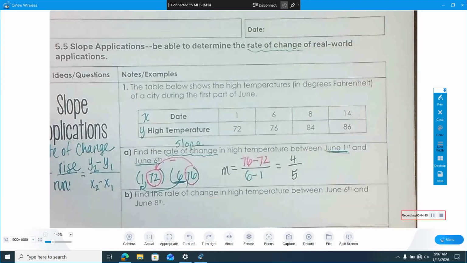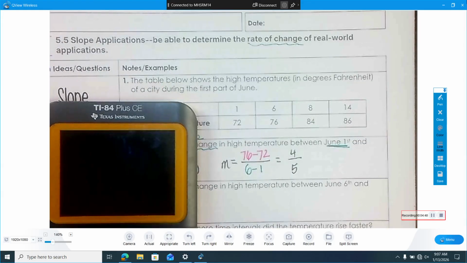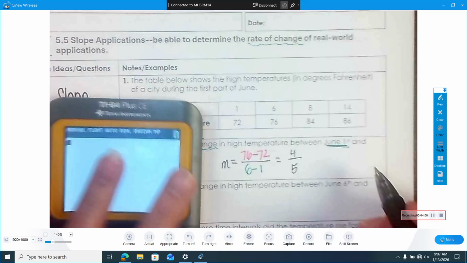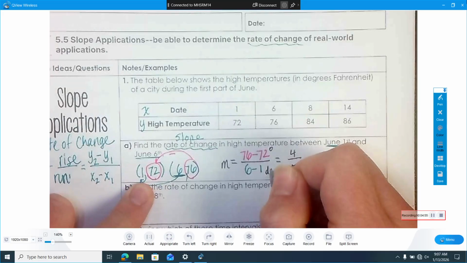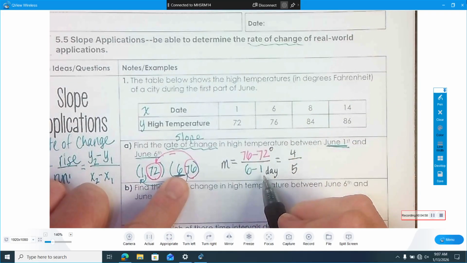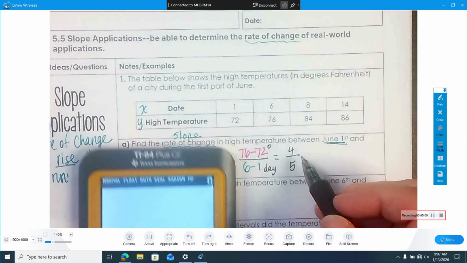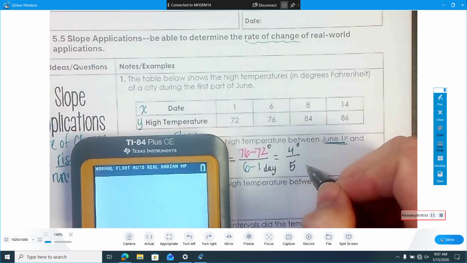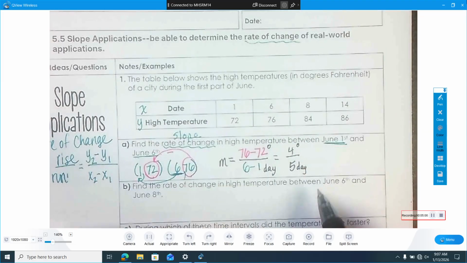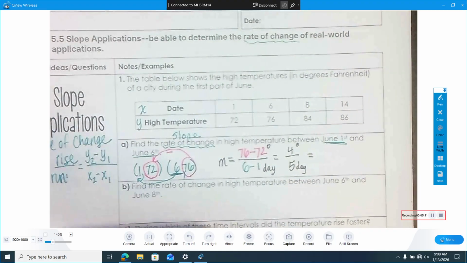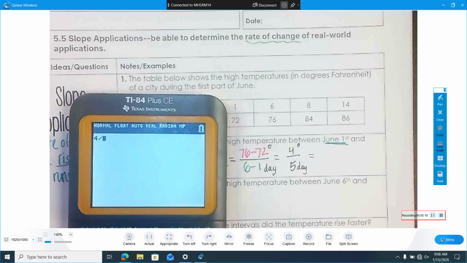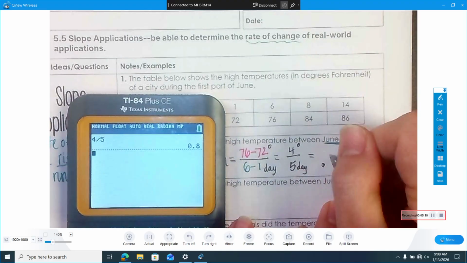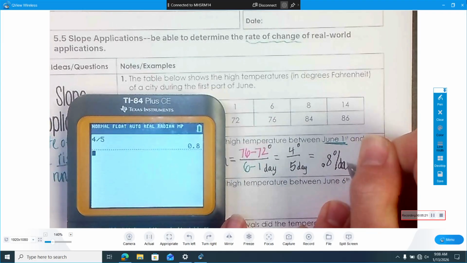So that maybe doesn't make a whole lot of sense. What does that mean? Let's talk about that. This was 76 degrees, and this is the 6th day minus the 1st day. So what we have here is 4 degrees per 5 days. We're talking about the units, really. And maybe we want to make that a little more understandable, so I'm going to divide 4 divided by 5, and I get 0.8 degrees per day.